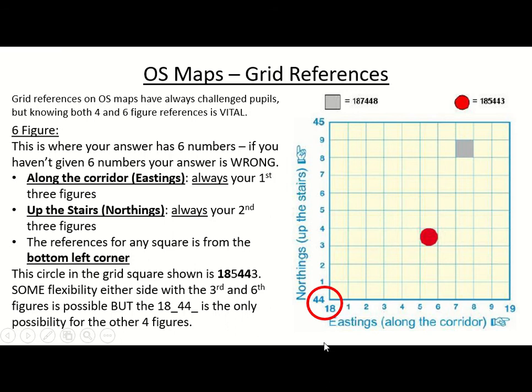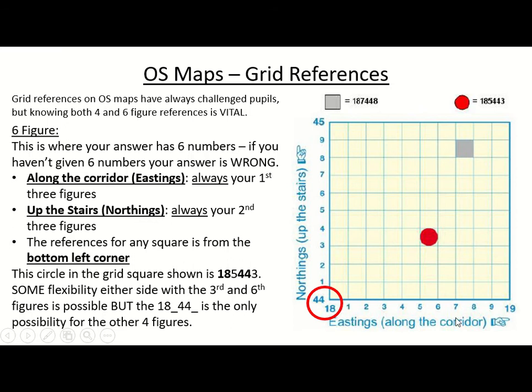Now the extra 2 numbers we've got are where these little numbers come into play that you can see on here. On a map, sorry, a real life one, you're not going to have these numbers written for you. This is just there to show you, okay, to help you out a little bit.